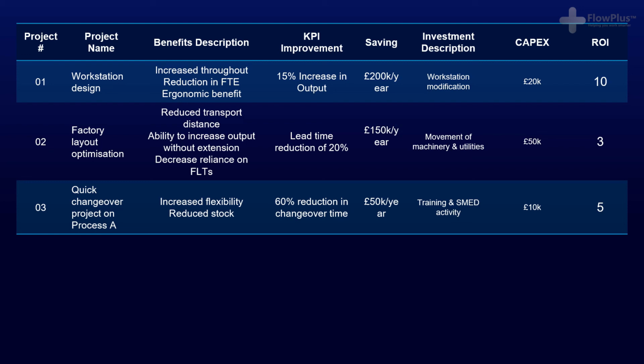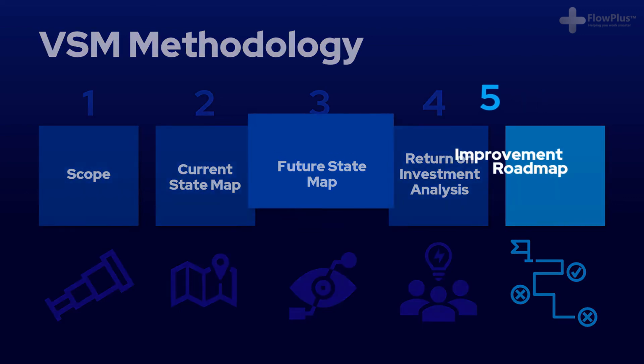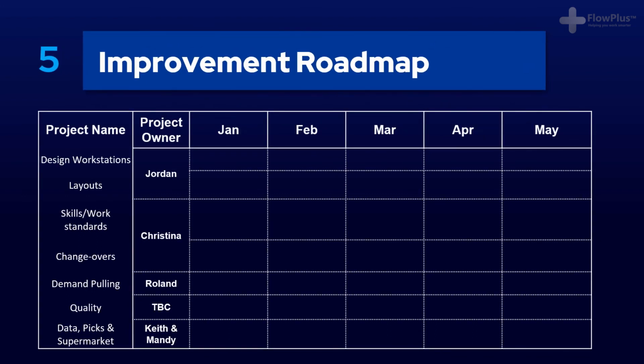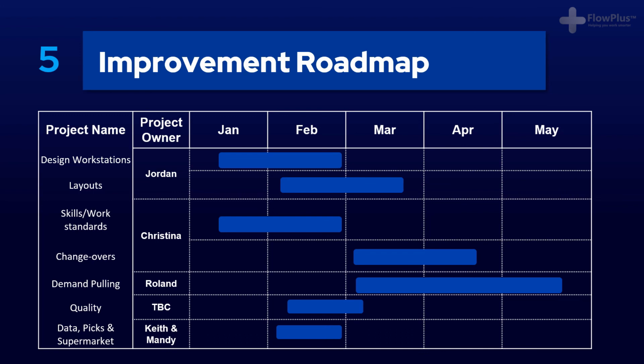So now that we have compared our future state map with our current way of working, we've identified our improvement opportunities and calculated the return on investment for each improvement. We now need to create a roadmap for implementation. In this step, we will lay out exactly how we plan to achieve our goals within an action plan. This is not quite as simple as sequencing the improvement projects in order from high return on investment to low return on investment. Other considerations need to be made.